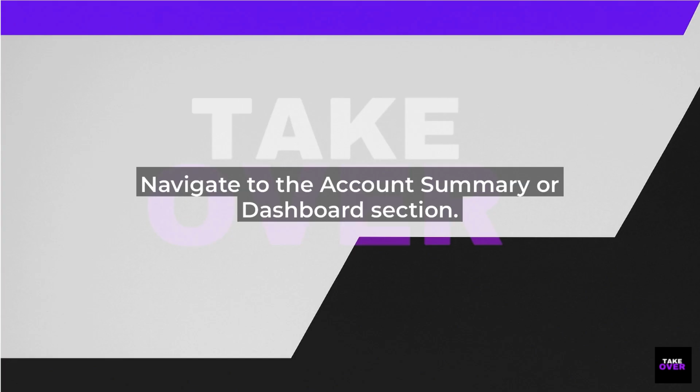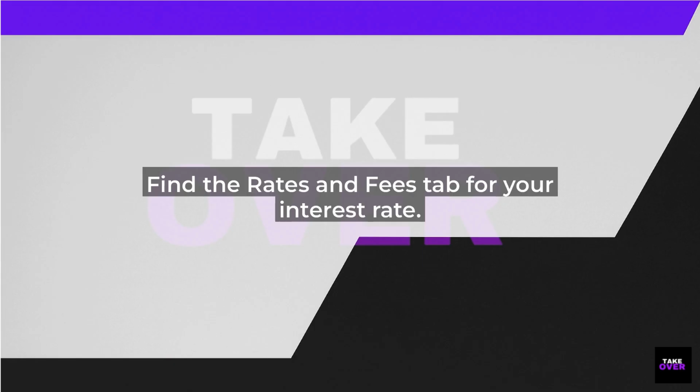Step 1. Log into your Discover card account. Head over to the Discover website or open the Discover mobile app. If you don't have an account yet, you'll need to create one using your card details. It's free and secure. Once you're logged in, navigate to the Account Summary, or Dashboard, section. This is usually the first page you see.